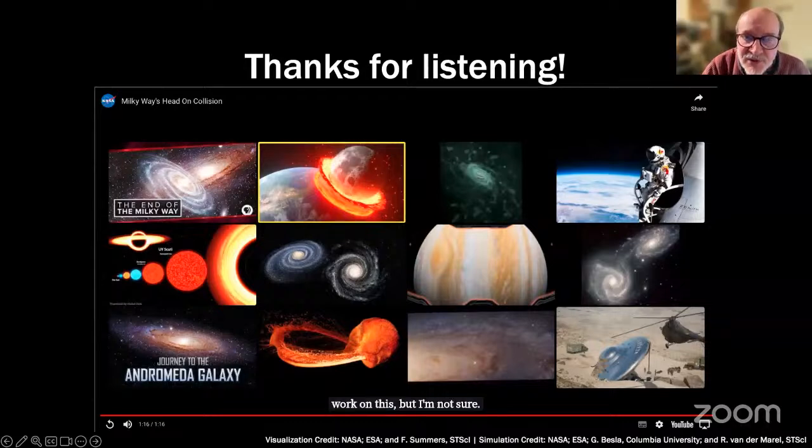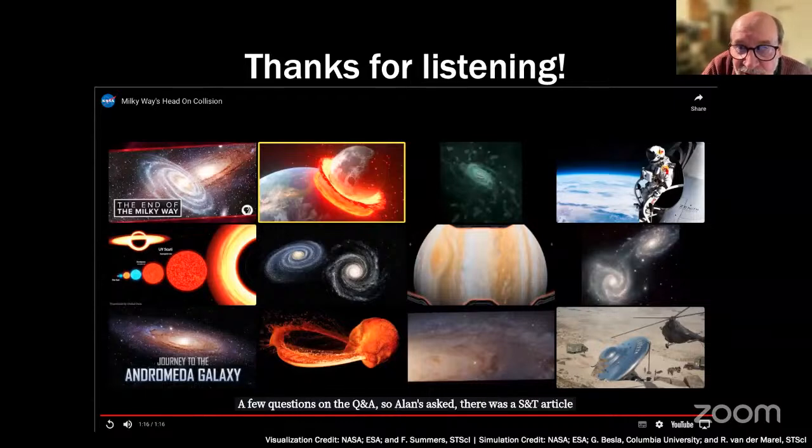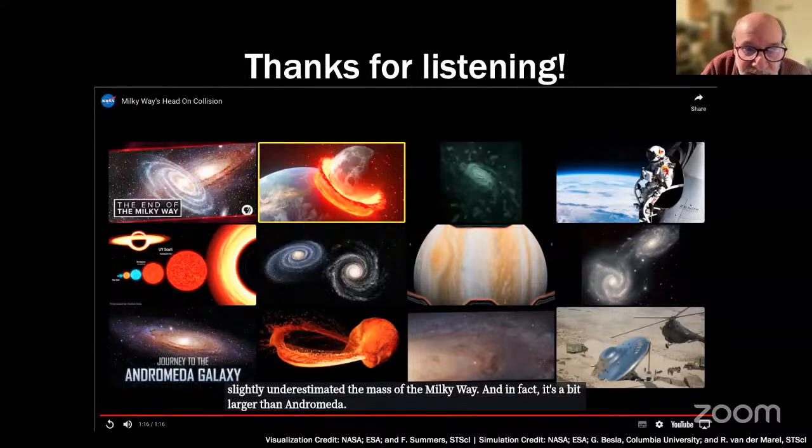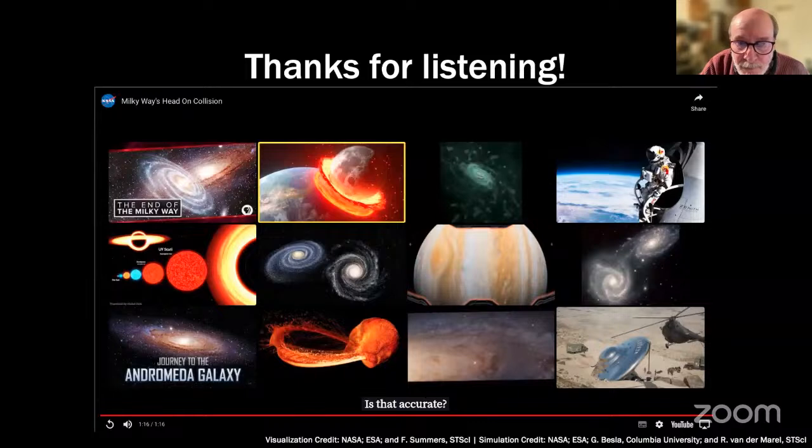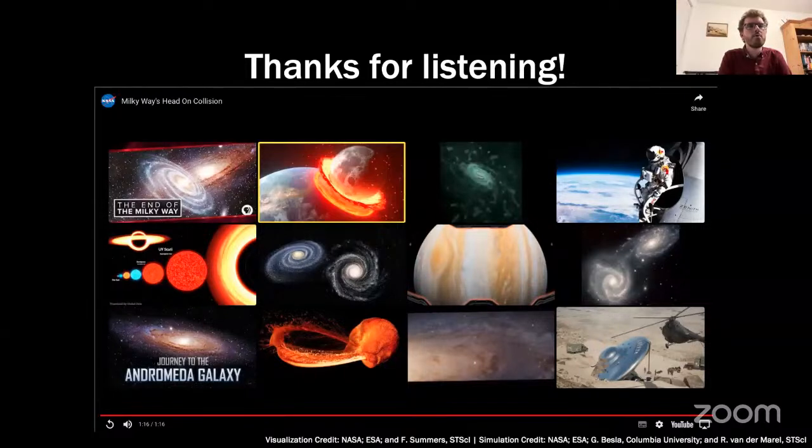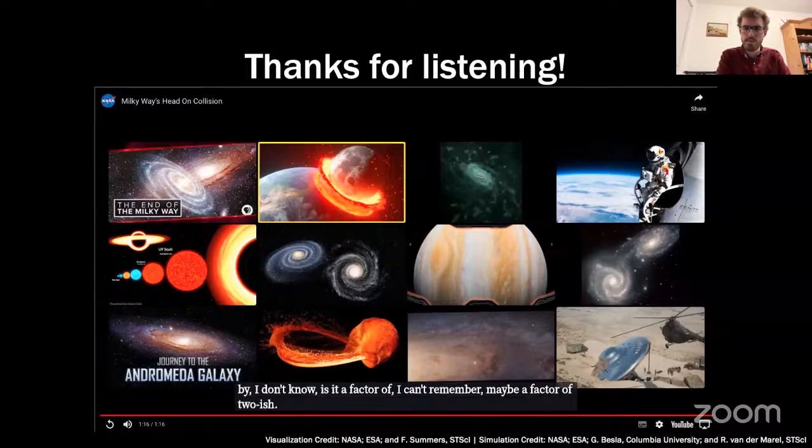There's a few questions on the Q&A. So Alan's asked, there was a Sky and Telescope article about 5 years ago suggesting we had slightly underestimated the mass of the Milky Way, and in fact it's a bit larger than Andromeda. Is that accurate? I think it was thought to be less massive than Andromeda, by maybe a factor of two-ish.